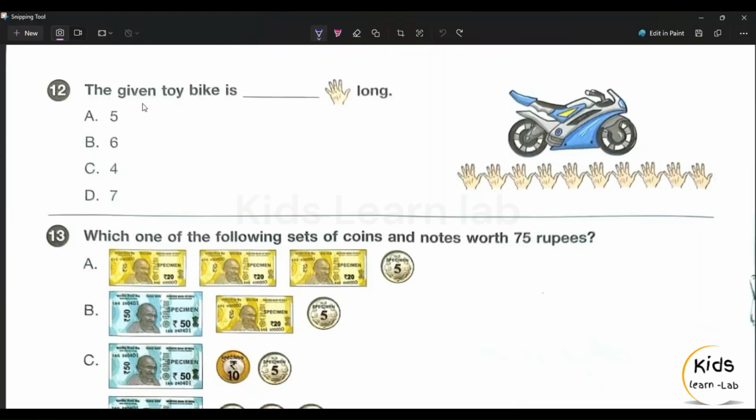12th question, the given toy bike is dash hands long. So let's count how many hands long the given bike is. 1, 2, 3, 4, 5.